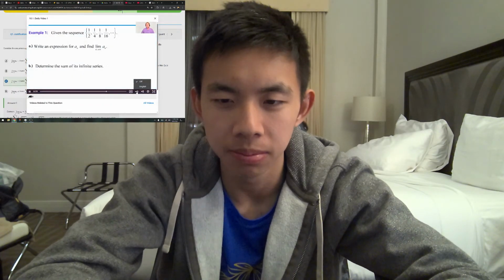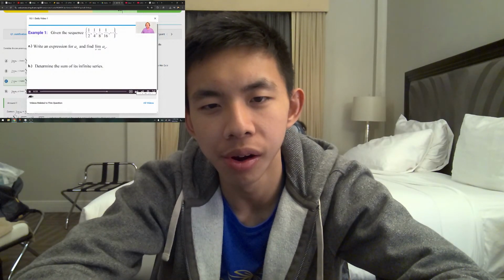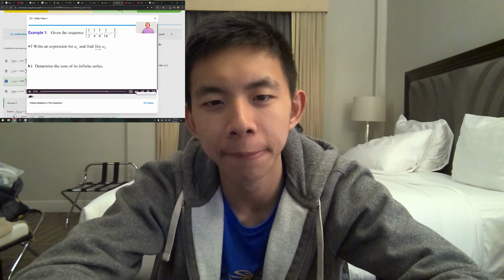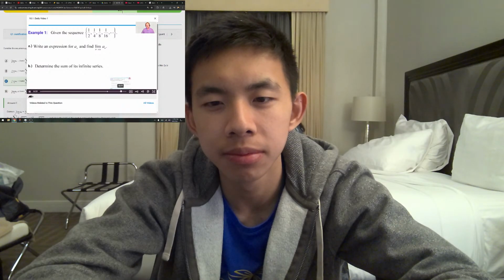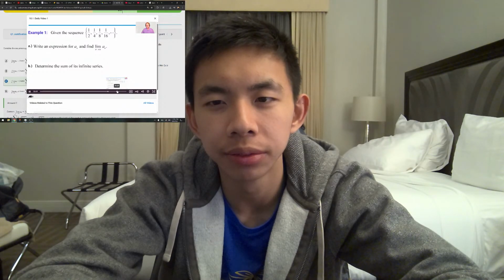I say we give it a little practice here in a short example. Let's say I give you this sequence. It might look familiar because we just saw it. Two things I want us to do. Part A, write an expression for a sub n and find its limit, and then determine the sum of the infinite series. So let's focus our attention on part A.